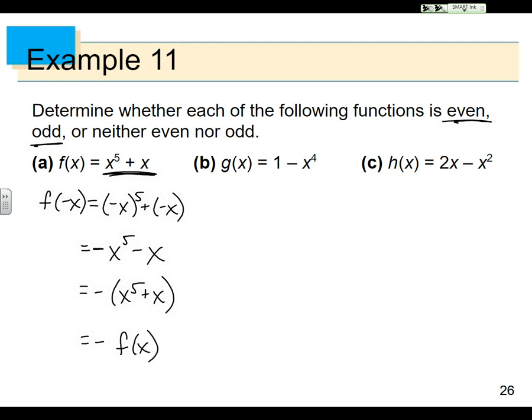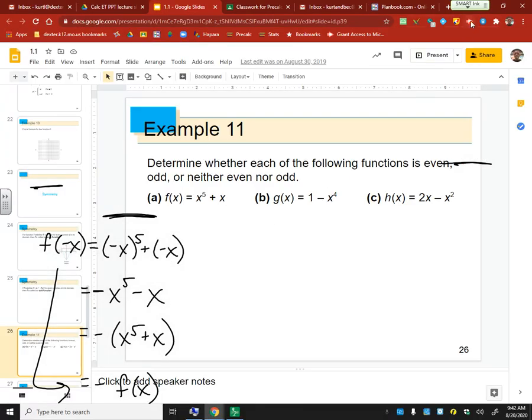Go back in your notes and look at what we just drew a box around. I got my f of negative x to equal negative f of x, meaning that this is going to be an odd function. I'm going to pause the video and let you try to work b, that g of x. You work it through, and then we'll come back and see if you match the same answer as me, if I can figure this out. Give me just a second.